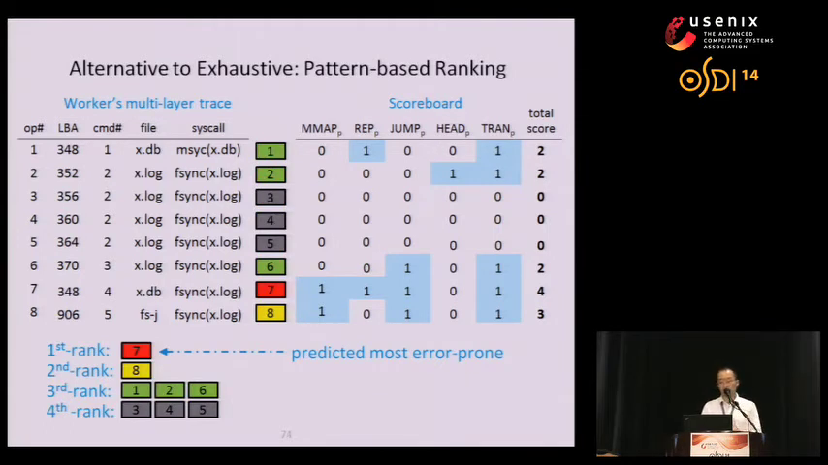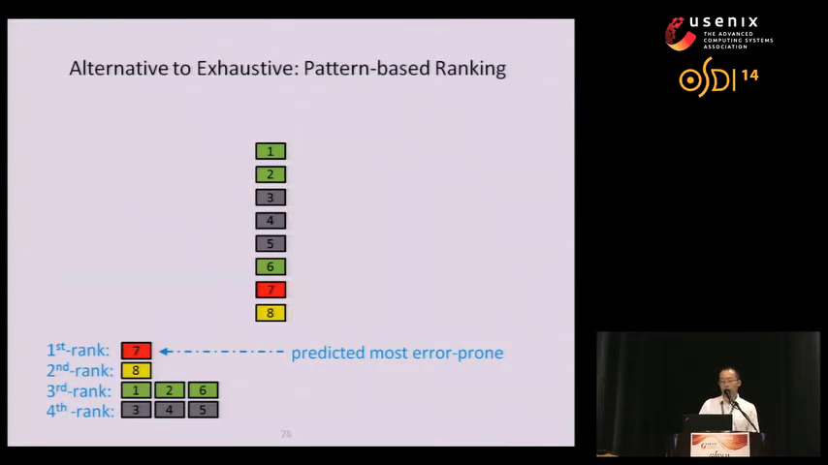And finally, we sum up the total score for each operation and rank the operations based on their total scores. For example, the operation number 7 has the highest total score, so it is in the first rank. Injecting a power fault in the first rank operation is most likely to trigger ACID violations because the first rank matches the most special patterns. So instead of exhaustive testing, we can directly inject the power fault at a predicted most error-prone first rank operation.